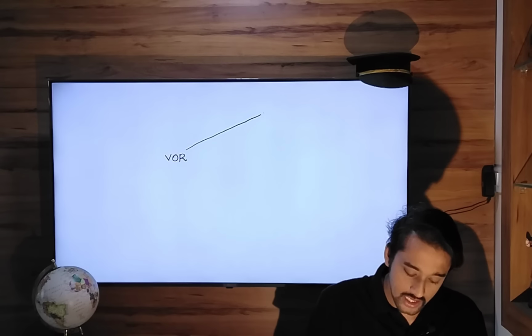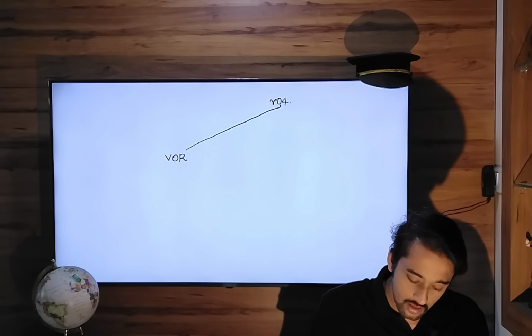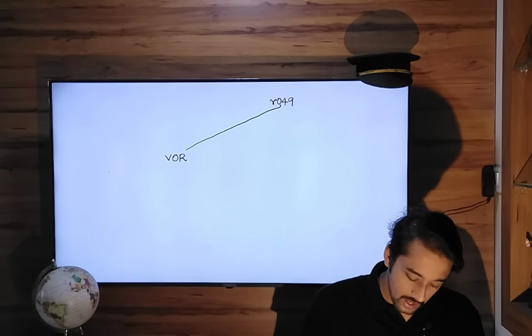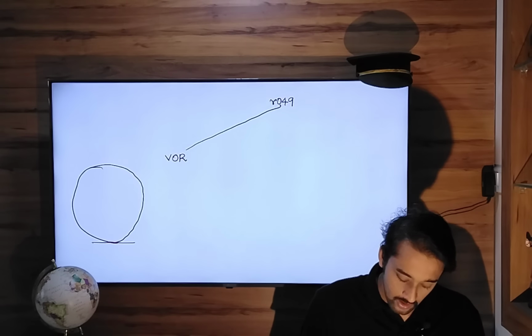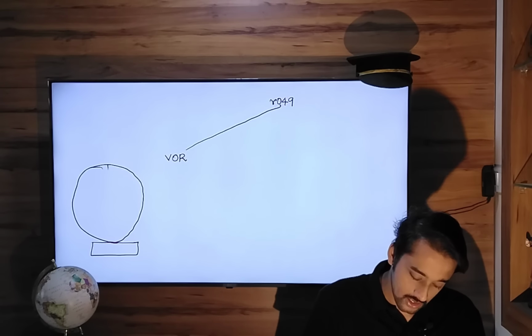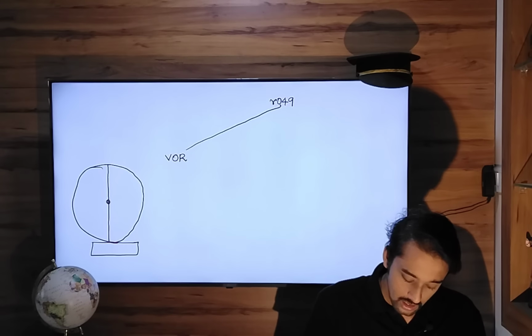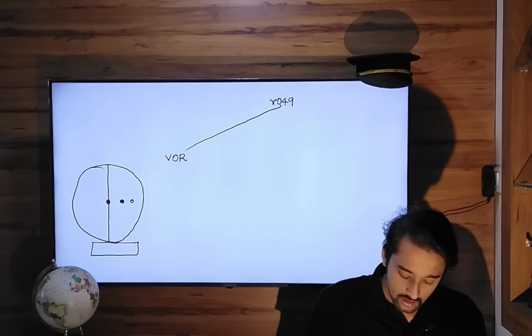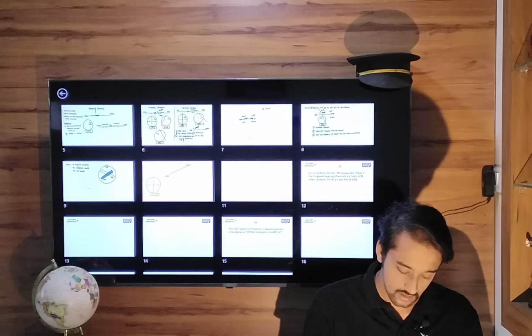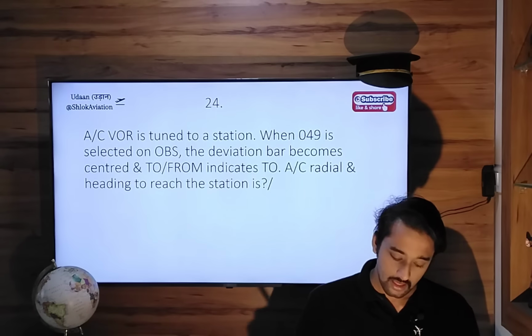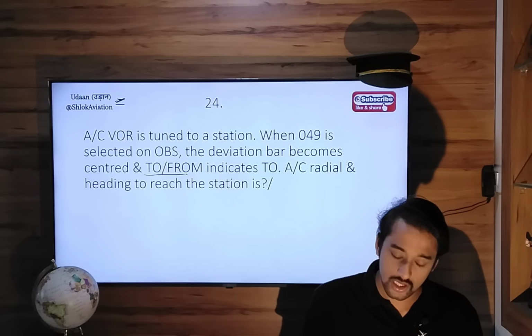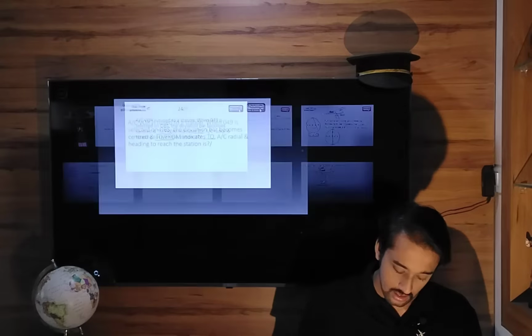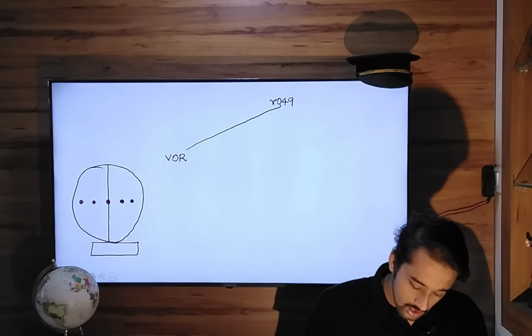There is radial 049. Okay, there is the OBS selector. One thing for sure, the CDI needle is centered, so we will draw a centered needle. Next, the TO/FROM indicator shows a TO indication, which is very important.